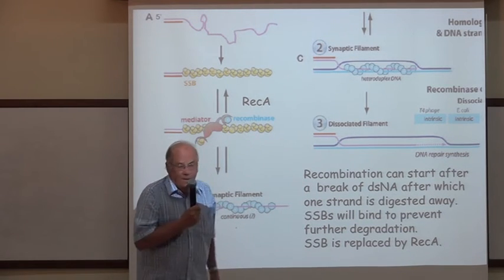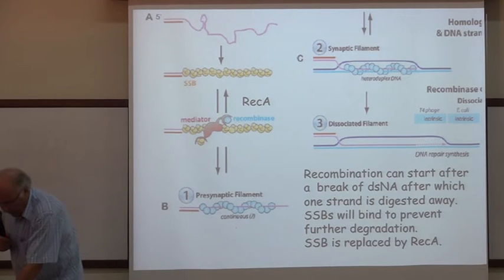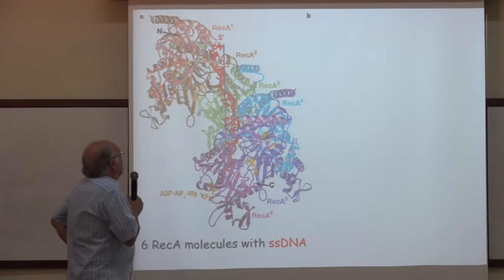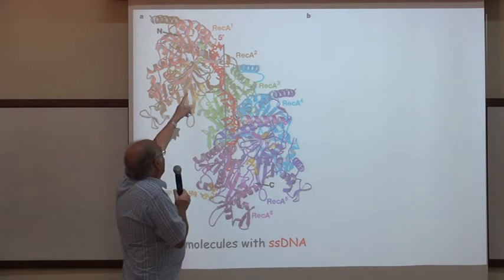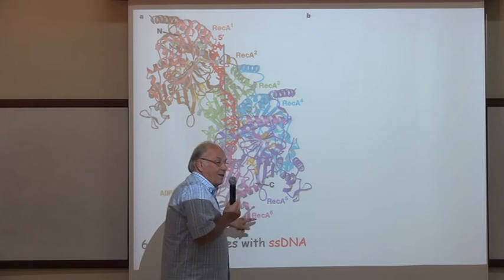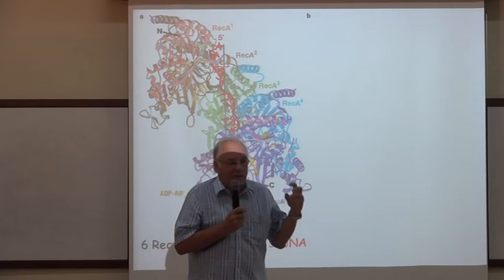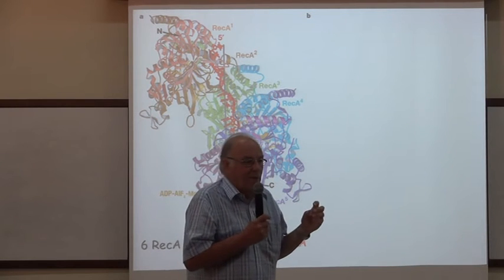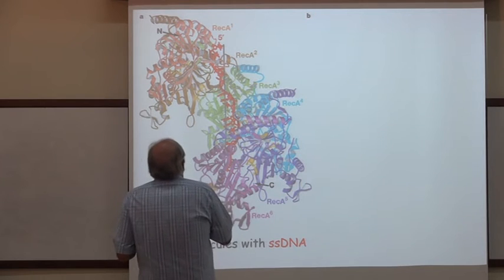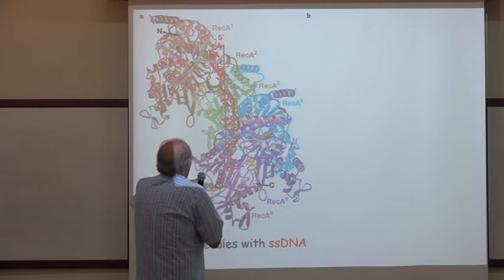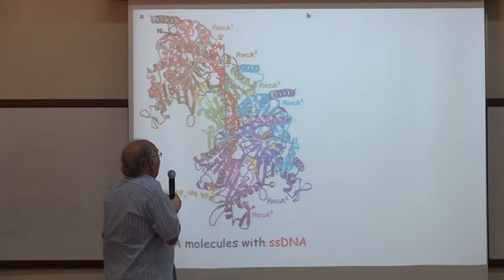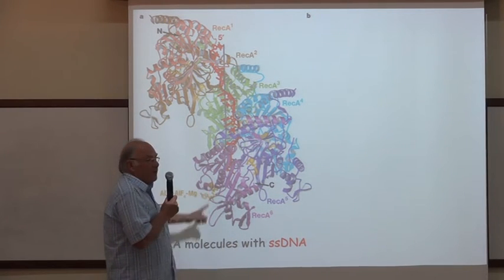Okay, so I think I described that. But now let's look at the structures of these things. So here is a whole set of RecA. RecA1, RecA2, RecA3, RecA4, RecA5, and RecA6. So this is the helical arrangement of RecA molecules which associate with each other. And here we see in red the single-stranded DNA bound to these molecules.